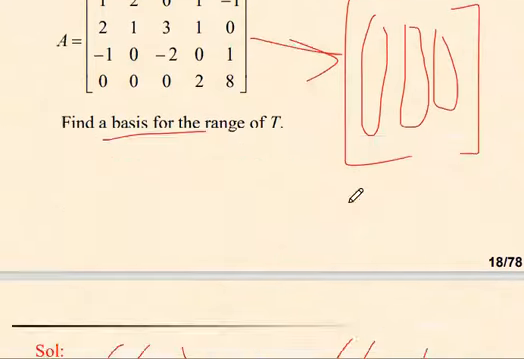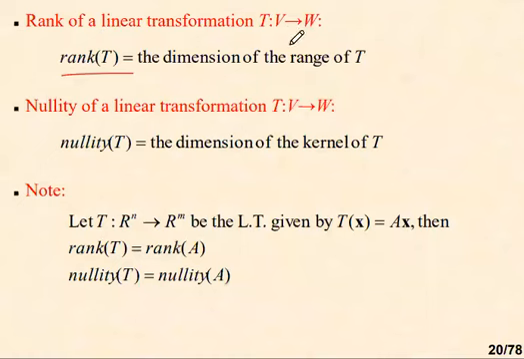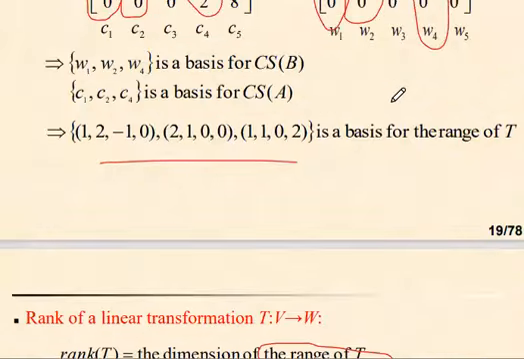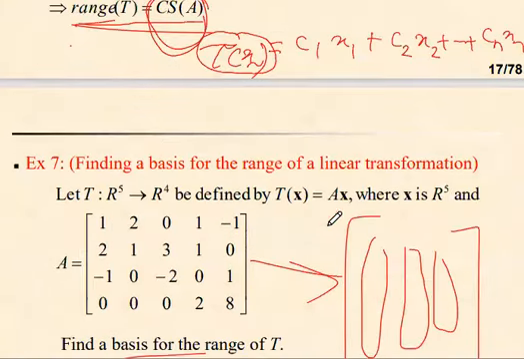All right. The rank of T, these are definitions. If you have a linear transformation from V to W, the rank of that transformation is the dimension of the range of T. So the rank of T is 1, 2, 3, because dimension is the number of basis elements. 1, 2, 3. So the dimension of the range of T is 3. Therefore, the rank of this transformation is 3.